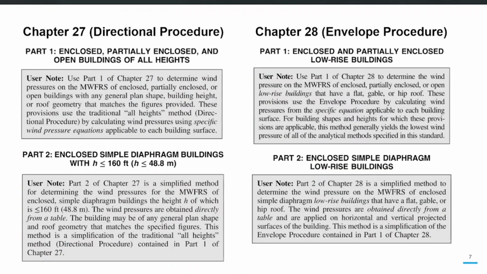So chapter 27 talks about the directional procedure, and it has two parts. The first talks about the enclosed and partially enclosed and open buildings of all heights, and then part 2 is actually enclosed simple diaphragm buildings. So this part prescribes a simplified approach for the main wind force resisting system.